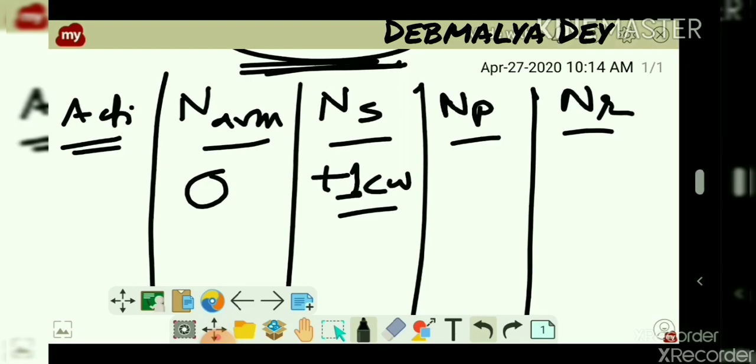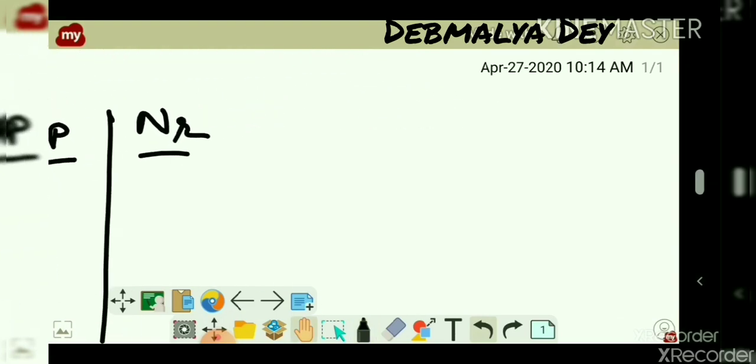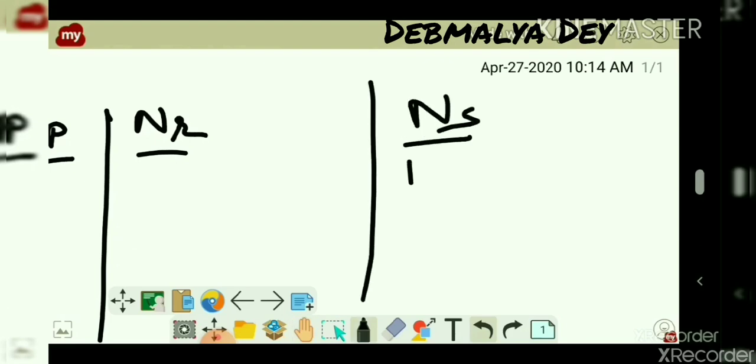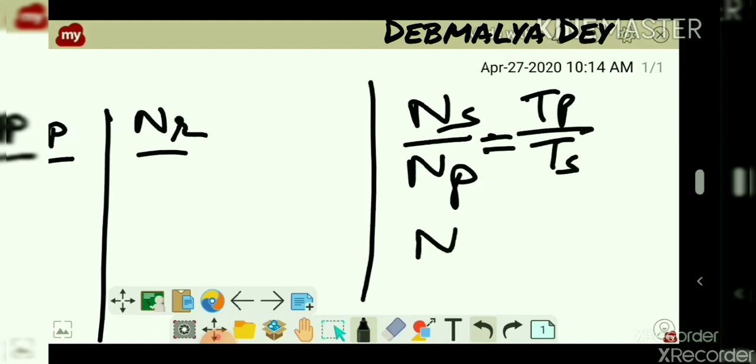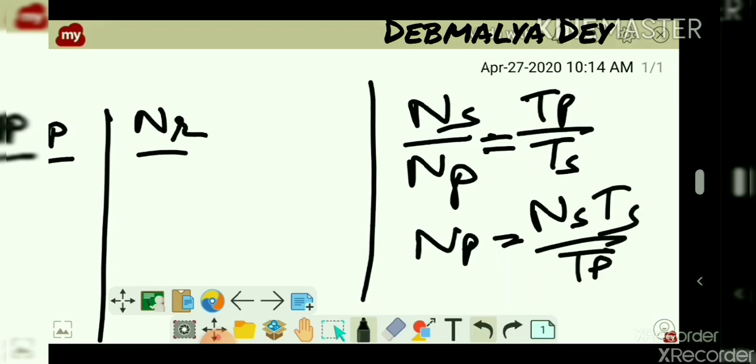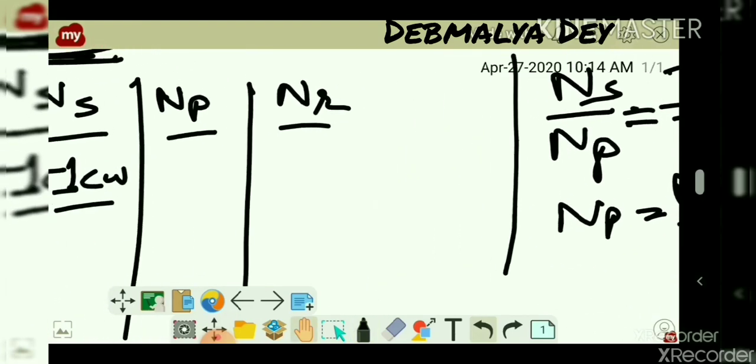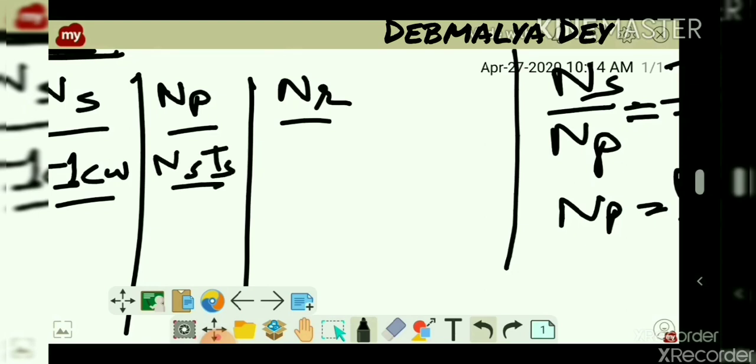So when NS is given plus 1 rpm clockwise, what will be the value of NP? Let's find out. NS by NP equals TP by TS. So NP will be NS times TS by TP. Let's not solve, let's just write this: NP equals minus NS times TS by TP. Why minus? Because it is counterclockwise. The sun gear and the planet gear are meshing externally, so the direction will change, and that will be counterclockwise. So now we can easily find out the value of NR. What will be the value of NR?